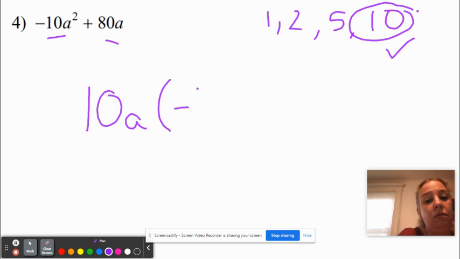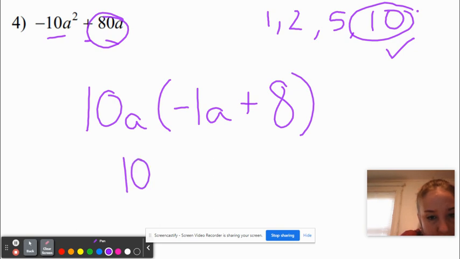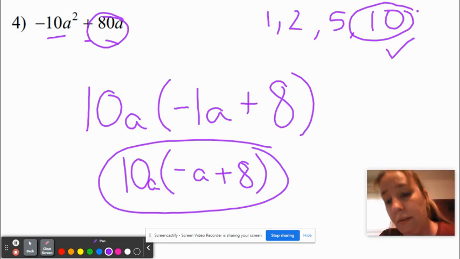So 10 times what is negative 10? Well, negative 1. And then A times what is A to the second? A times A is A to the second. Okay, cool. And then there's this plus sign, so we know it's a plus. 10 times what is 80? Or really 80 divided by 10 is 8. And 10A times 8 brings us back here. So we don't really write 1, so let's clean it up. Oops, that's an A. So negative A plus 8. So 10A times negative A plus 8.